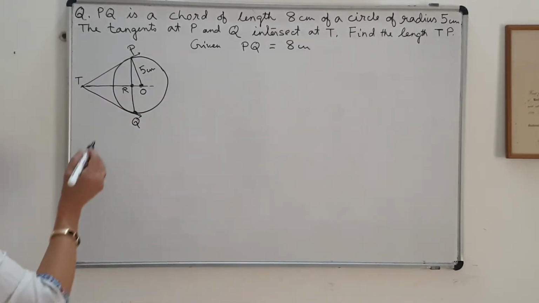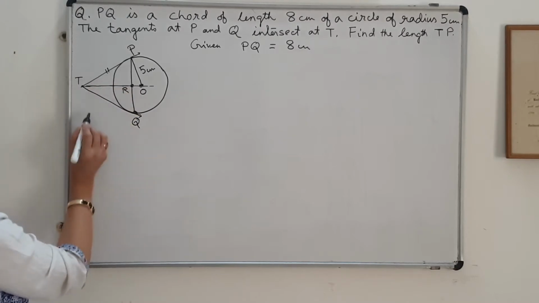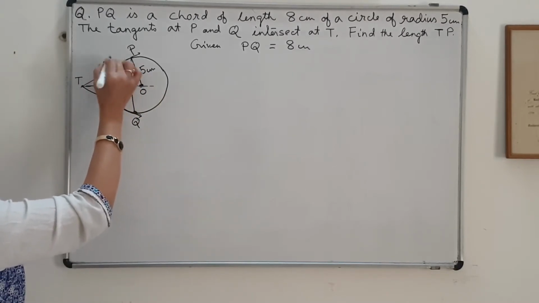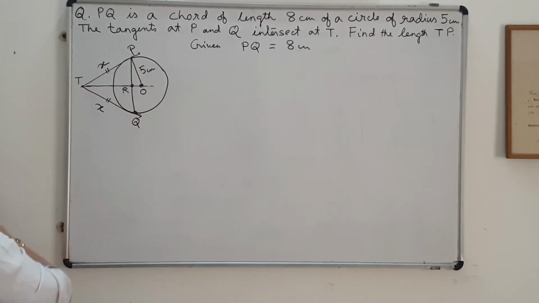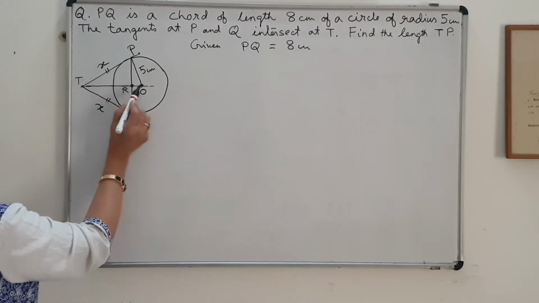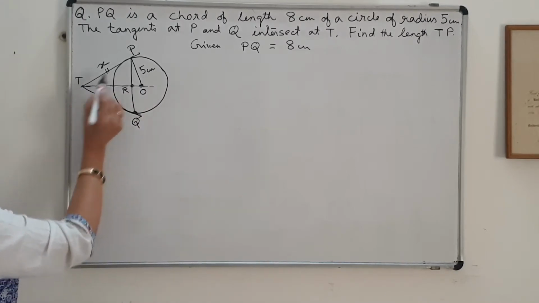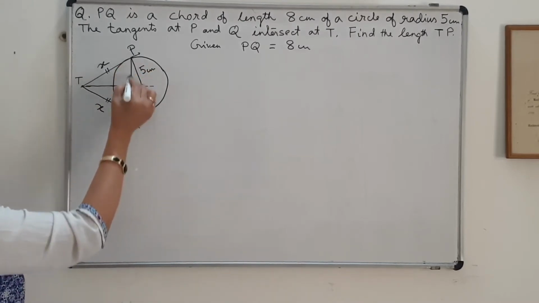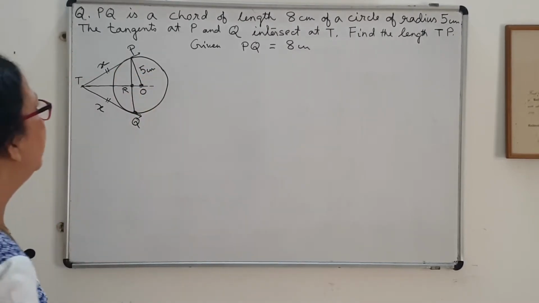And you know length of tangents are equal, TP is equal to TQ. So we have to find this. Let me take this to be say x unit. This is also x. Fine. Okay. So what we have done, we have joined the center with this point of intersection of the tangents, right? And this line OT intersects the chord at the point R. Okay. Now what will I do?